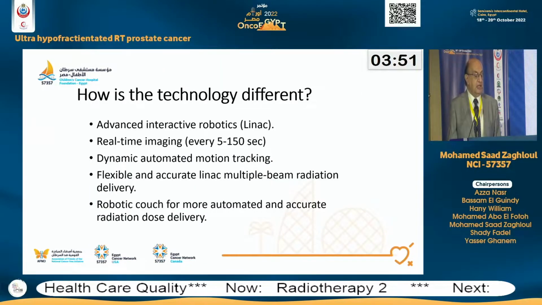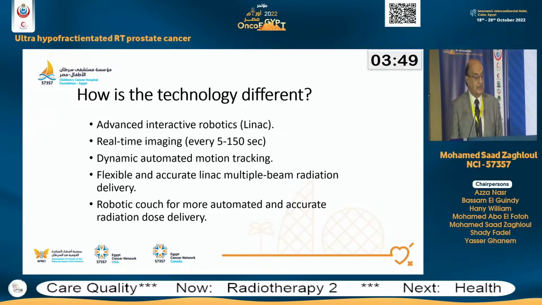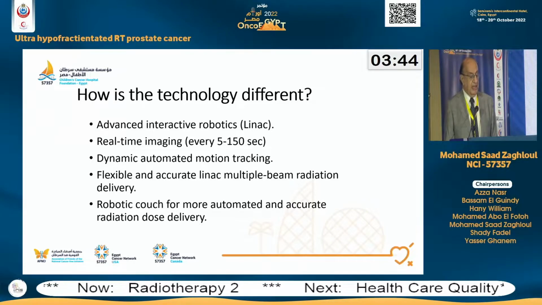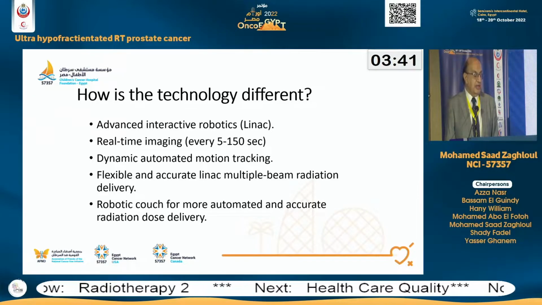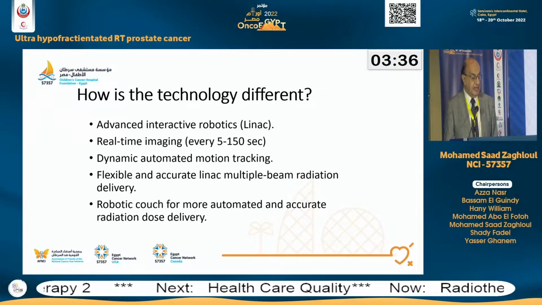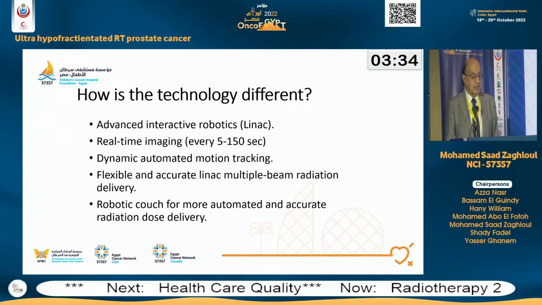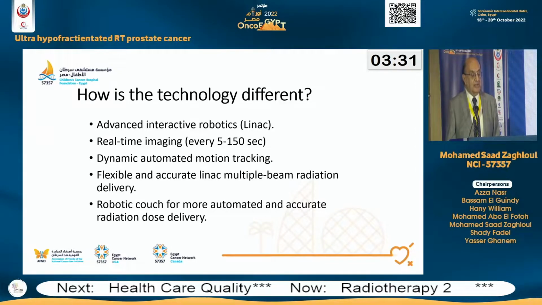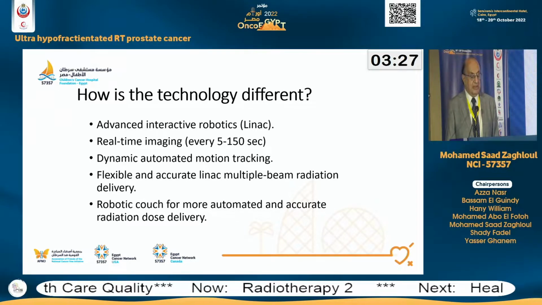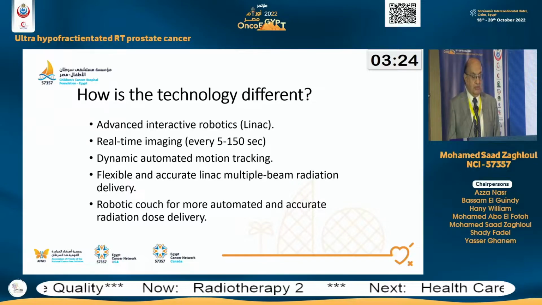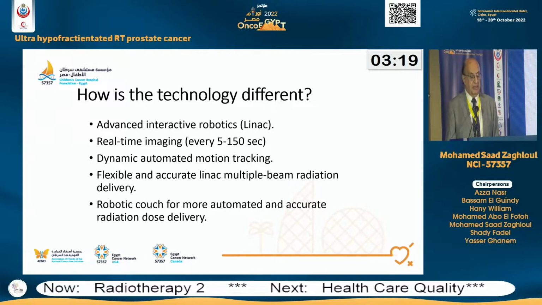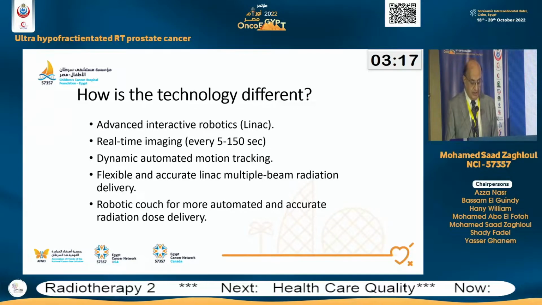adjustment. How is the technology different? The advanced interactive robotic LINAC with real-time imaging every 5 to 150 seconds, and usually it is 20 seconds. Dynamic automated motion tracking, as I just mentioned. Flexible and accurate LINAC multiple beam radiation delivery. And the robotic couch for more automated and accurate radiation.